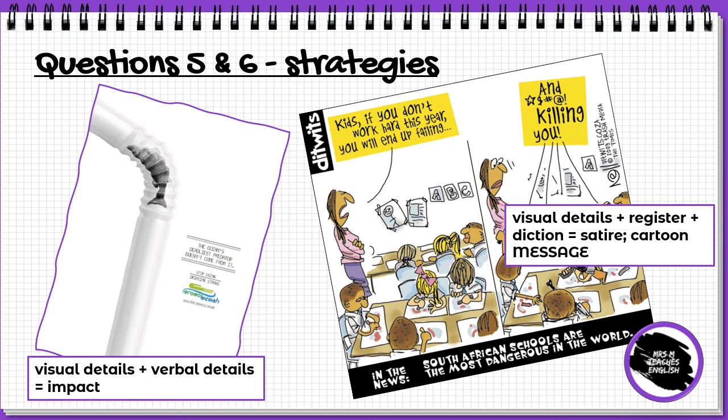In this exam paper, you will have to consider these texts. On the left is an advert showing a fish in a plastic straw. The question asks you to analyze how the picture and the writing create meaning. The political cartoon on the right is a satirical view of the prevalence of violence in many South African schools. Here you will have to demonstrate how the picture and the speech of the cartoon characters convey the satirical meaning intended by the creator.